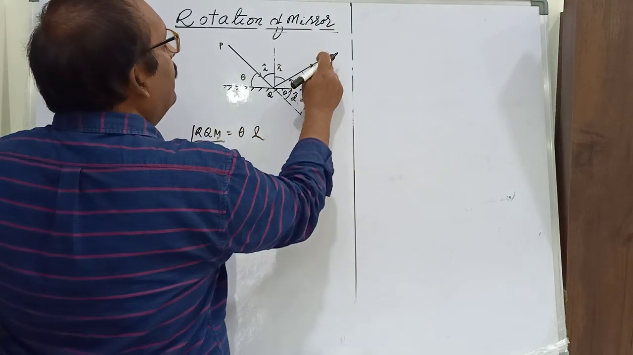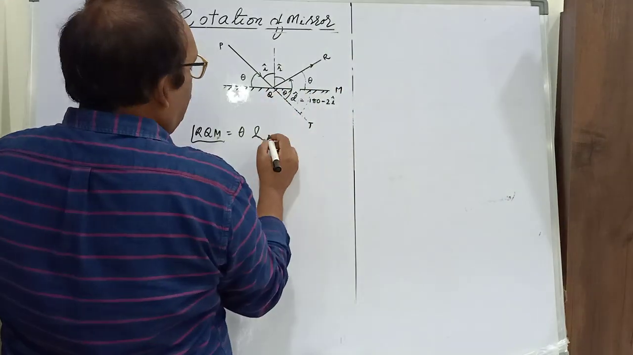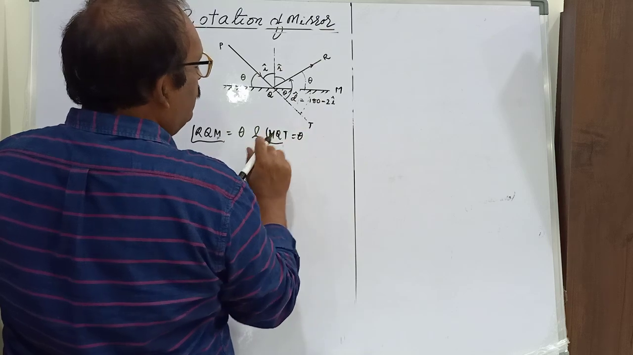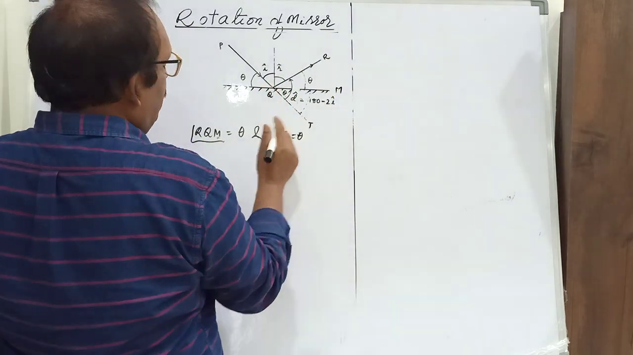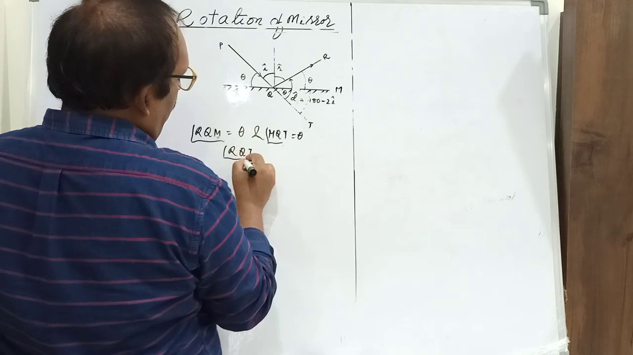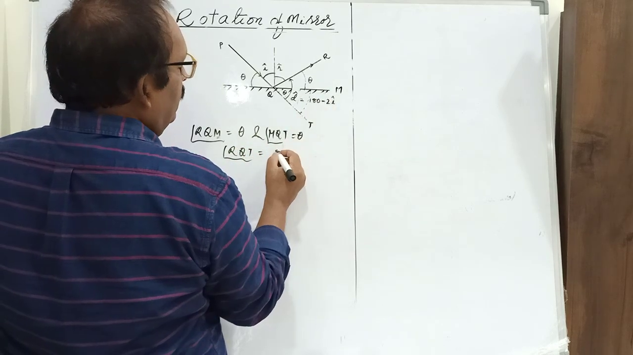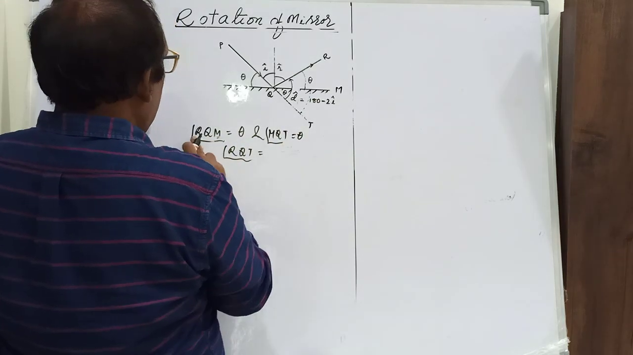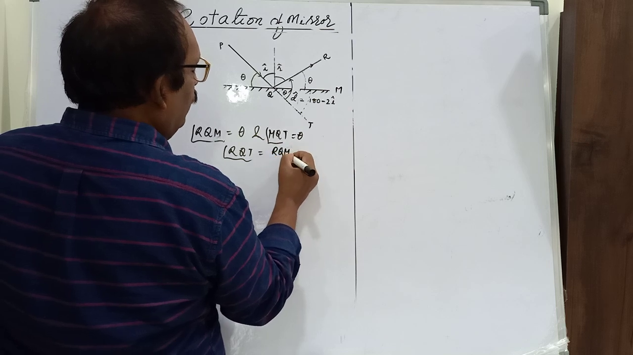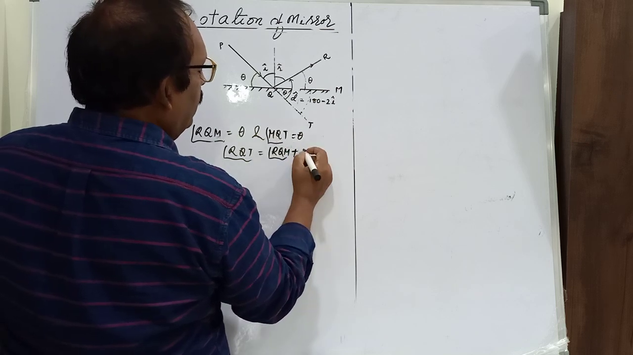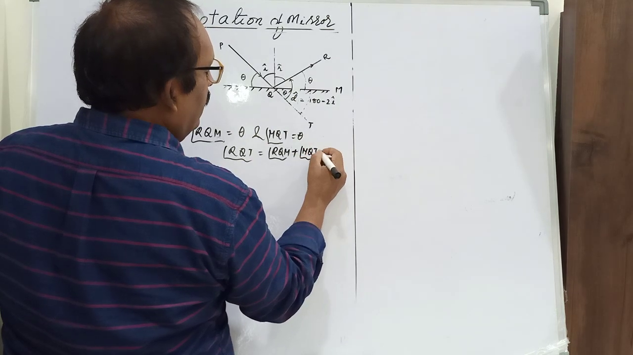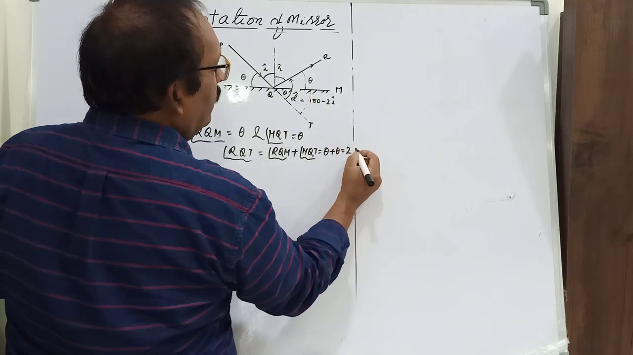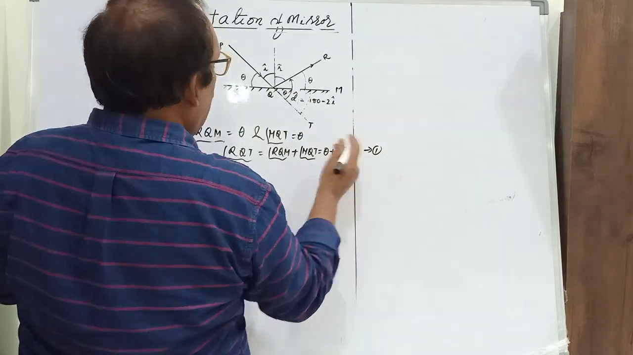Angle MQT is also theta. Therefore, angle RQT is equal to angle RQM plus angle MQT, so theta plus theta, which is 2 theta. This is equation number 1.